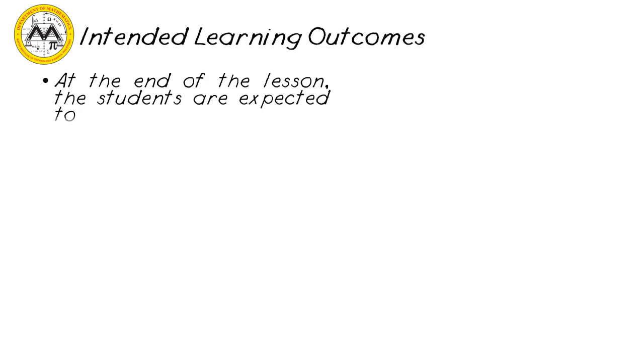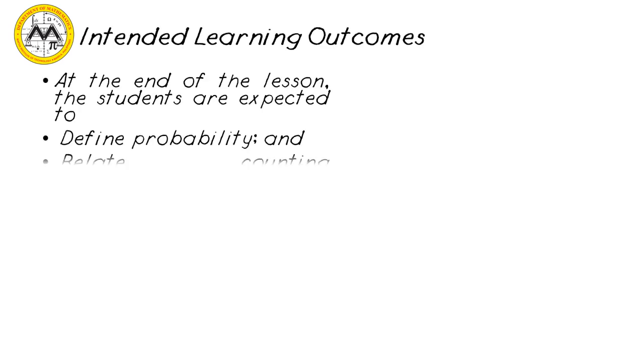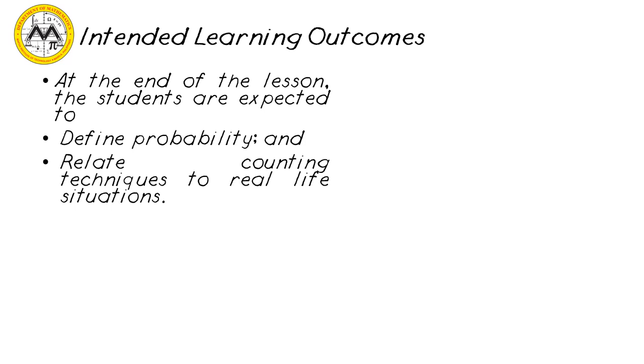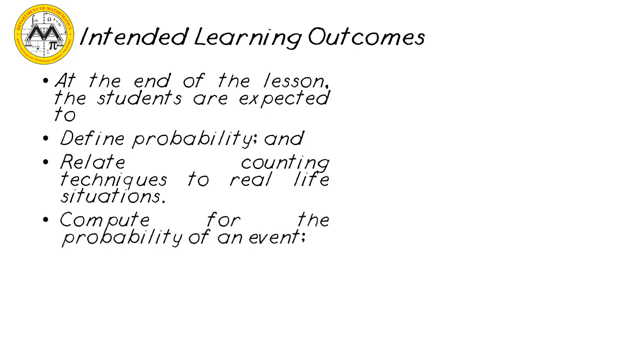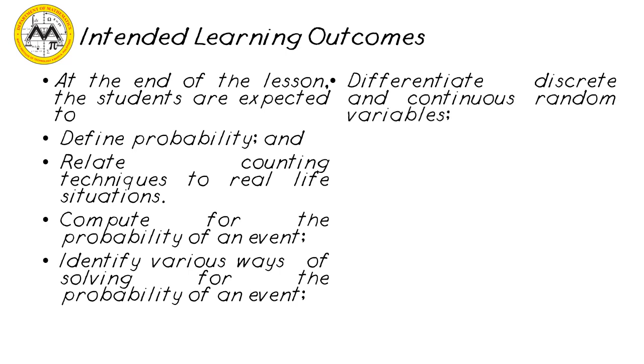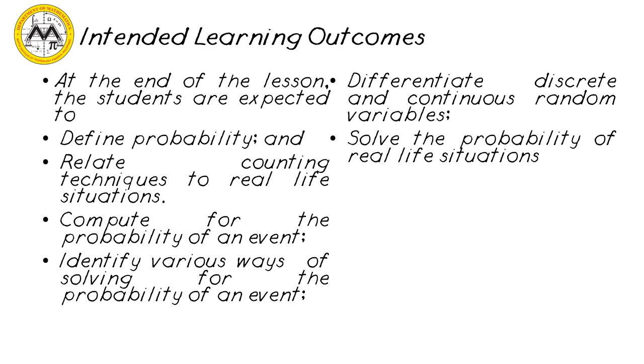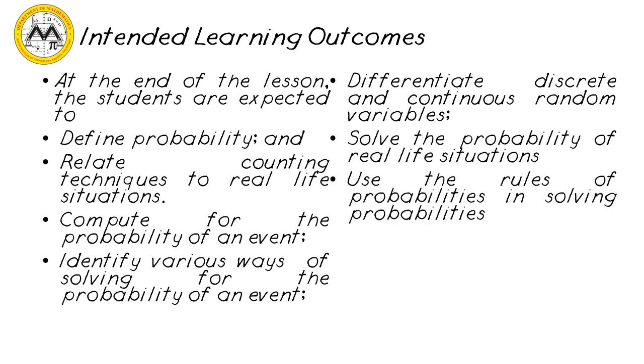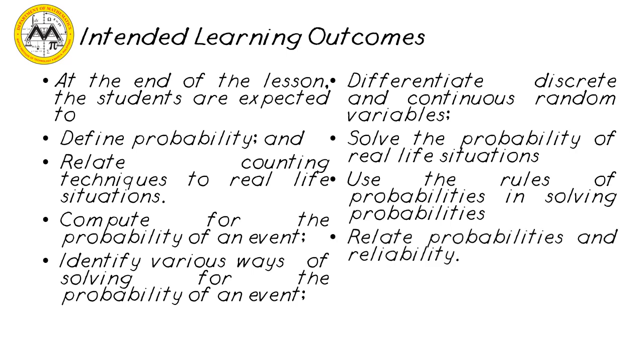The intended learning outcomes are defining probability, relating counting techniques to real-life situations, computing for the probability of an event, identifying ways of solving for the probability of an event, differentiating discrete and continuous random variables, solving the probability of real-life situations, use the rules of probability in solving probabilities, and relating probabilities and reliability.